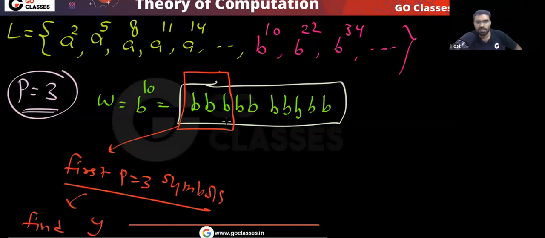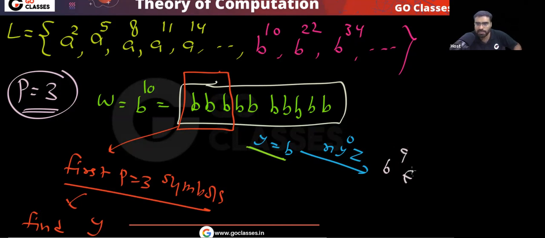Now tell me, whatever y you take, if you repeat it 0 times, in the resulting string, how many b's will there be? For example, if I take y equal to b and repeat 0 times, then the resulting string will be b power 9, and that does not belong to the language.